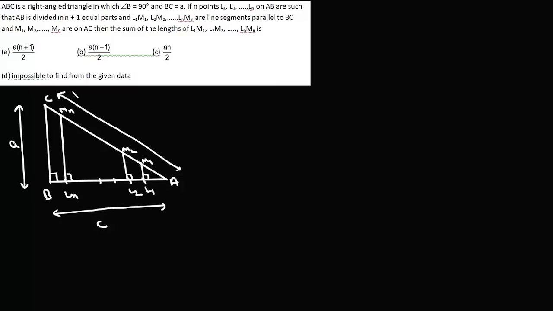So we have L1, L2, Ln, and the same way we have taken M1, M2 and Mn on AC such that L1M1, L2M2, LnMn are line segments parallel to BC. So all these lines are parallel to BC. That means they'll also form this right angle triangle. Now suppose this length is c and this length is b.